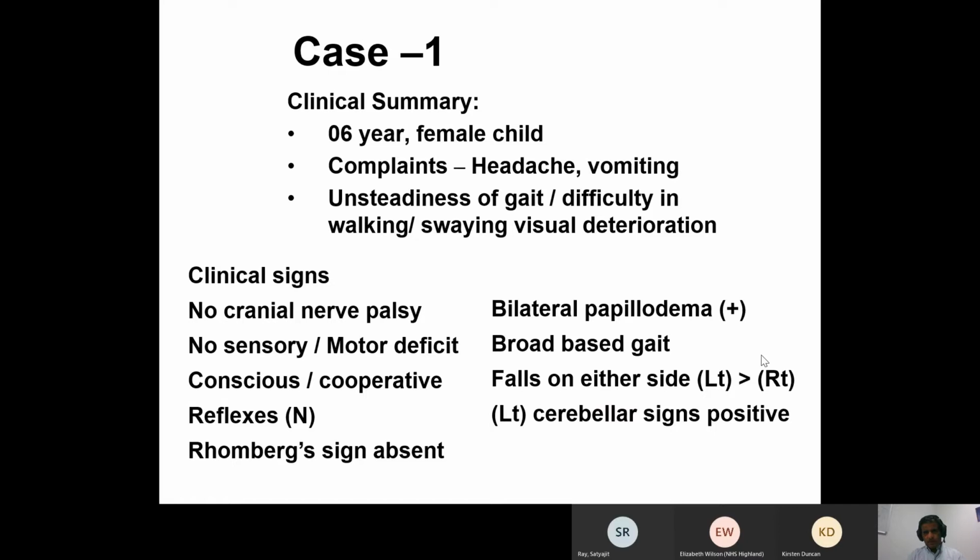But rarely, some children go on to develop other symptoms or signs that indicate a tumor. So when unsteadiness of the gait develops, visual deterioration develops, and you get signs that I mentioned there, cranial nerve palsies or sensory motor deficit, and when you examine them they have papilledema and gait abnormalities, then it's more obvious that this child has got a brain tumor.